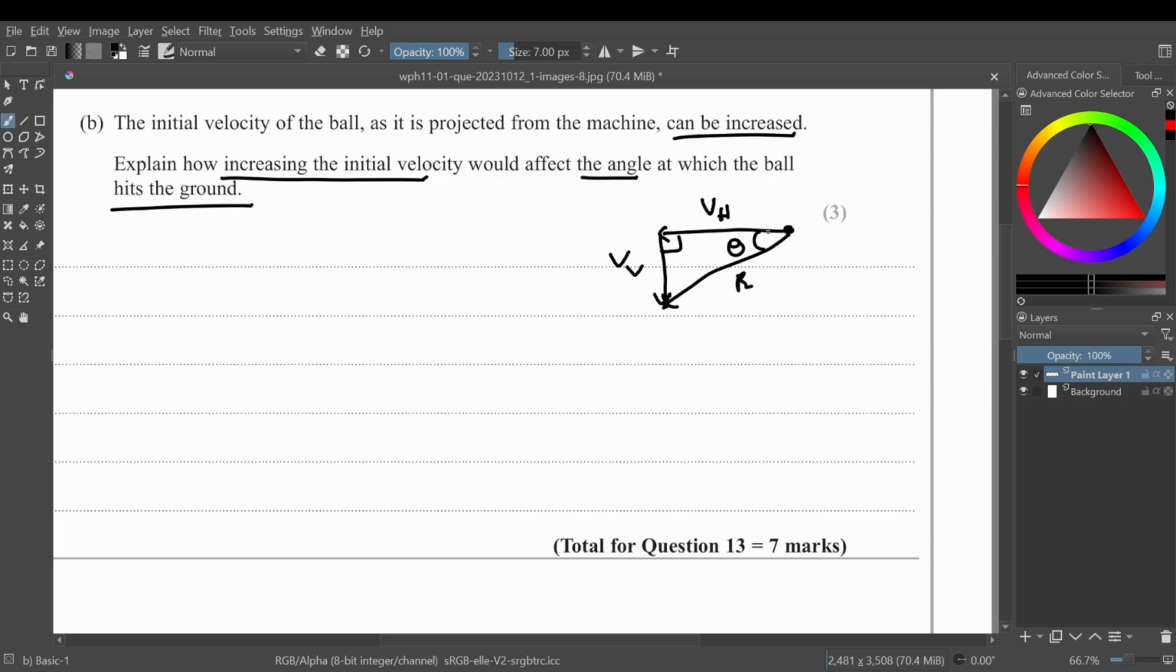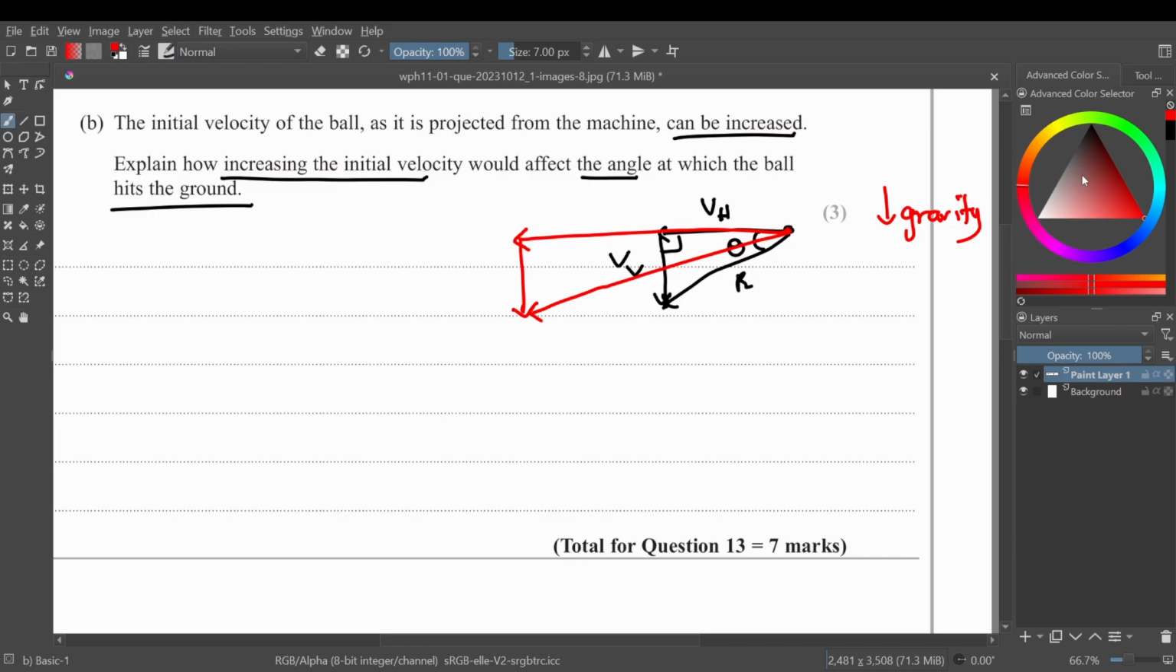Okay, so now we have increased the velocity. So let's see what will happen. If you increase the initial velocity, the ball will go much further than before, but it won't affect the vertical component of the velocity. Why? Because the only thing that is affecting it is gravity, and nothing else. So the vertical component will remain the same. So let's draw it this way, and your resultant will be like this.